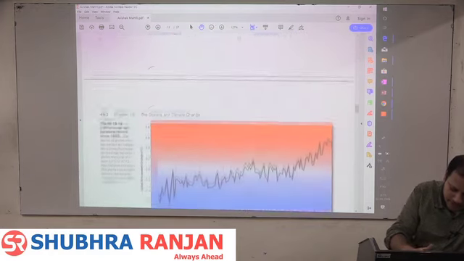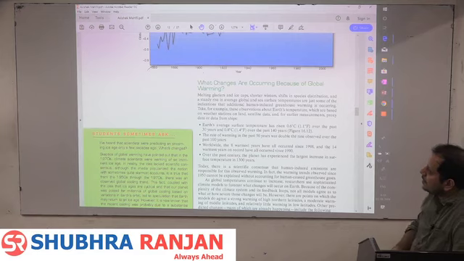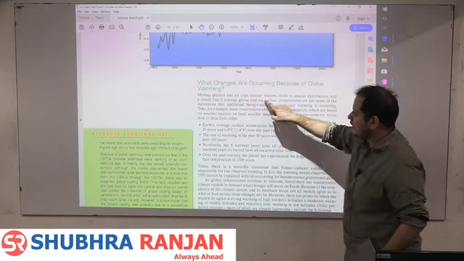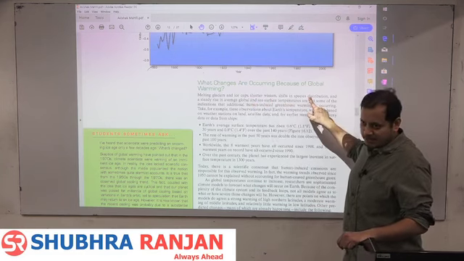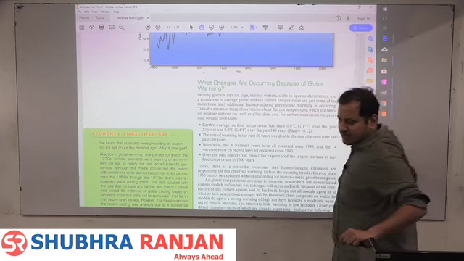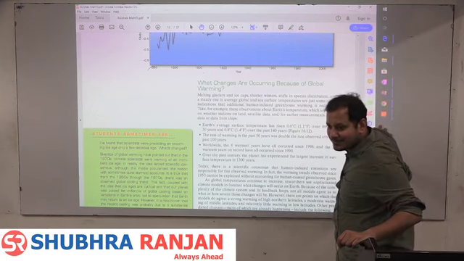And come directly to what changes are occurring because of global warming. इसमें you already know the changes. Melting of glaciers and ice caps, shorter winters, shift in the species distribution. What do you mean by shift in the species distribution? Habitat changes how?